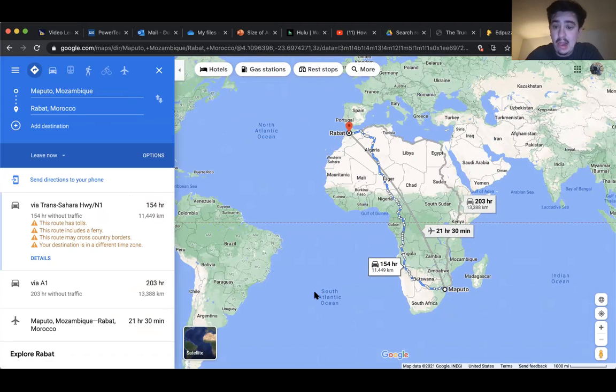It would take you almost 22 hours to fly from Morocco to Mozambique. Or if you wanted to drive down there, drive 70 miles an hour again, it would take you almost 4.5 days of nonstop driving to get there.